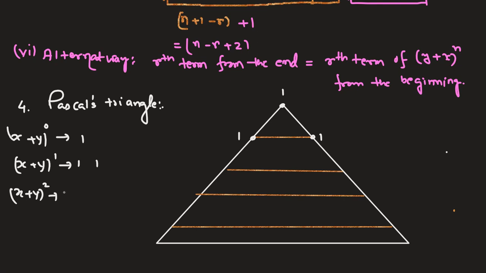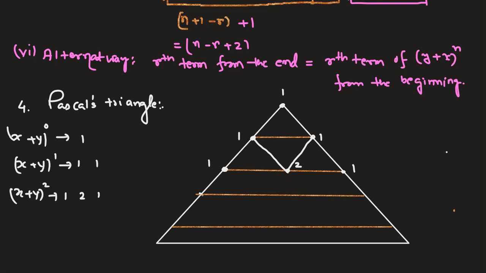First of all, the term will come as x square plus 2xy plus y square. So x square has the coefficient 1, 2xy has the coefficient 2, and y square has the coefficient 1. So here I have 1, then here also 1, and in the middle you are getting 2. This 2 is nothing but 1 plus 1, 2. These 2 come here. So this is the way we are going to generate.